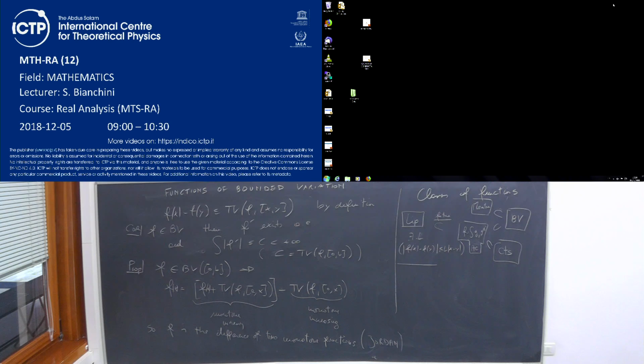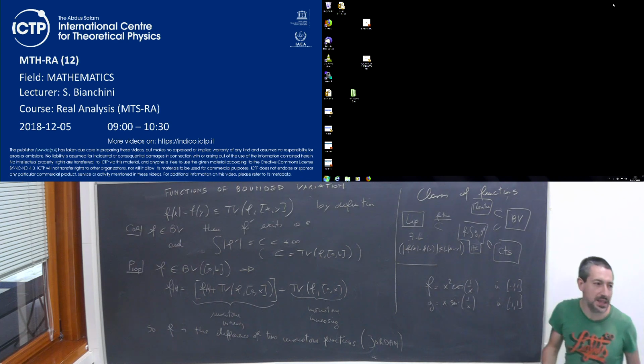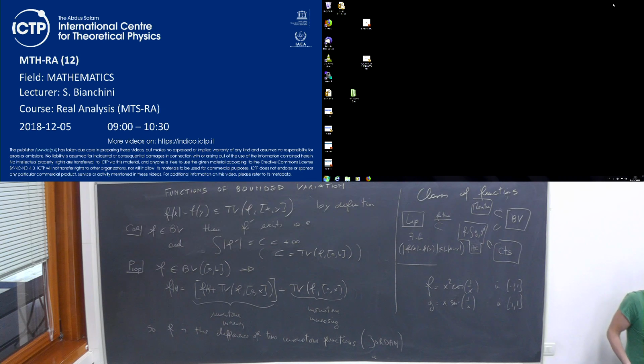Okay, so just one simple exercise. f is x squared cosine of 1 over x in minus 1, 1, and g is x cosine of 1 over x, in minus 1, 1. Which is BV, or are they both BV? Just none.